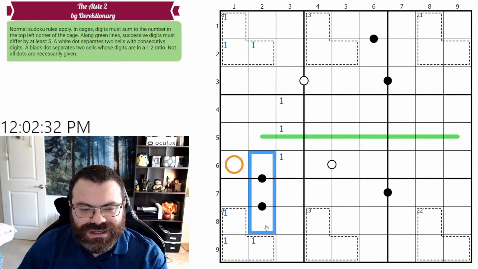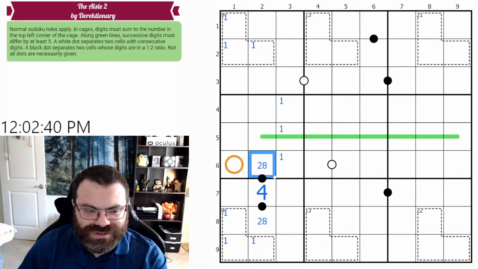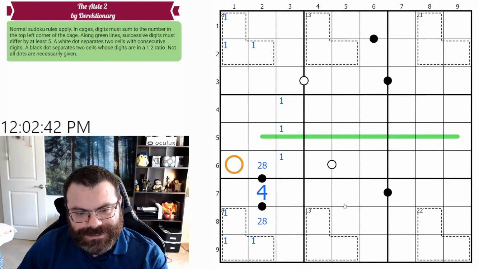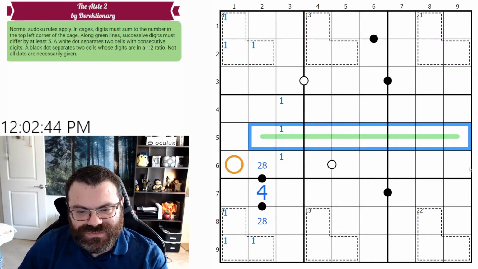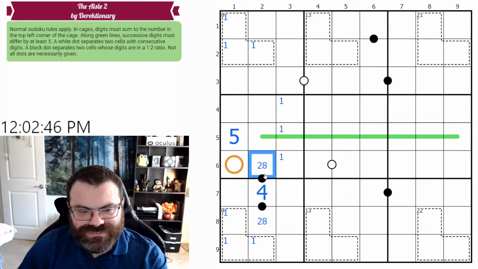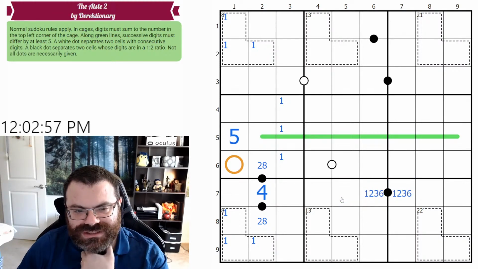Not a 3. So this is from 1, 2, 4, 8, but there's no 1, so it's from 2, 4, 8. We know the middle's going to be 4, and it's surrounded by a 2, 8. 5s can't go on a German whisper line, so this is going to be a 5. Let's see here. This now sees a 4, so it's either 1, 2, can't be 2, 4, 4, 8, or it's 3, 6. So that's somewhat limited.